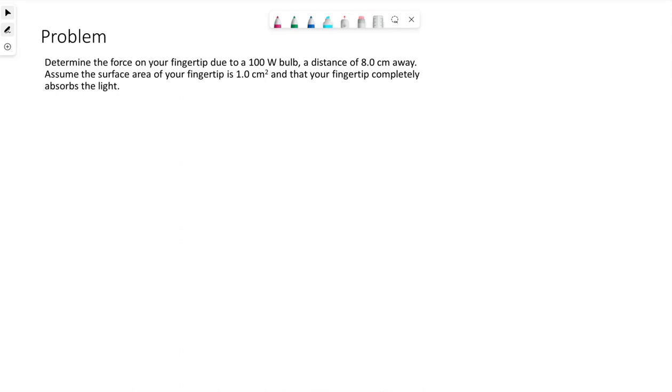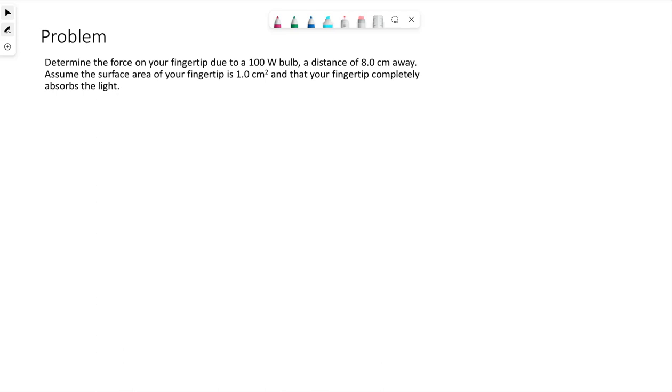We have an example problem here. Determine the force on your fingertip due to a 100-watt bulb, meaning a light bulb. So determine the force on your fingertip due to a 100-watt bulb, a distance of 8 centimeters away. Assume the surface area of your fingertip is 1 centimeter squared, and that your fingertip completely absorbs the light.